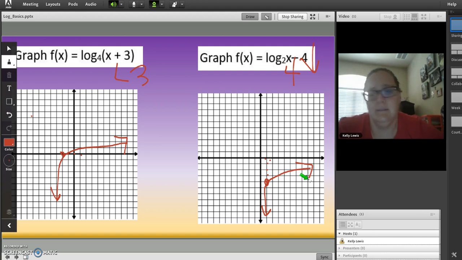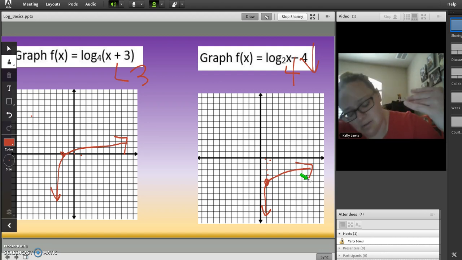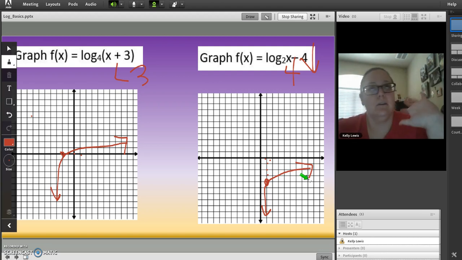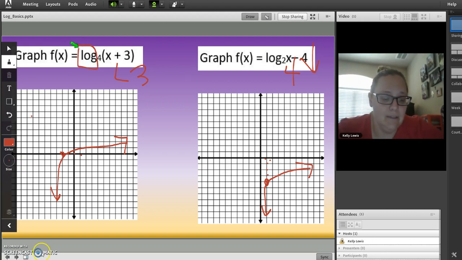So all functions, whether it's log, exponential, quadratic, cubic, square root, cube root, all the functions, they move the exact same way. It doesn't matter what function is written right there. Let's do some more.